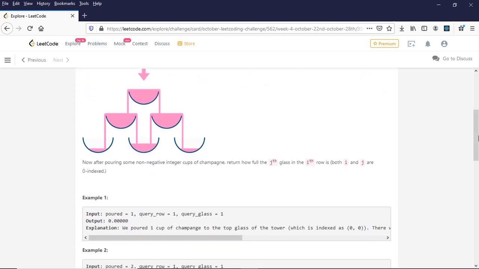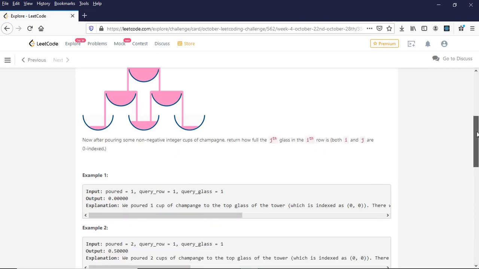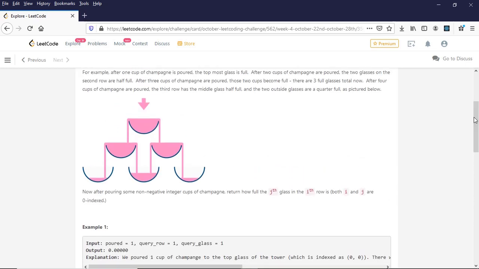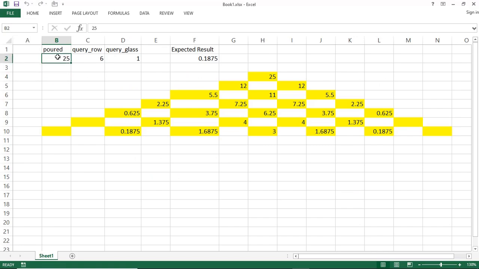So the question says, after pouring some non-negative integer cups of champagne, return how full the jth glass in the ith row is. Okay, so there are a couple of examples given here. Let's take one more example. In this example, the poured glasses are 25, the row to query for is 6, the glass to query for is 1, and the expected output is 0.1875.